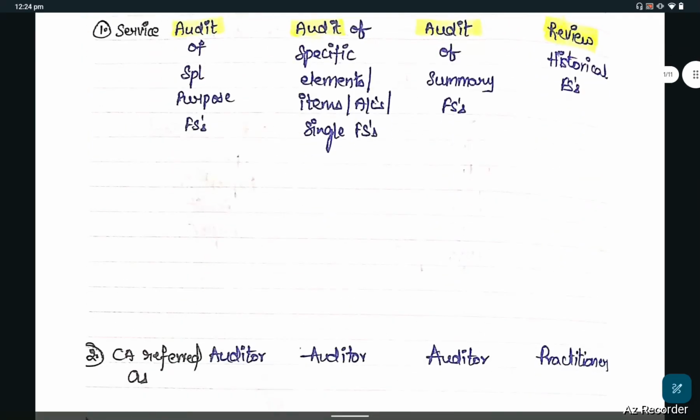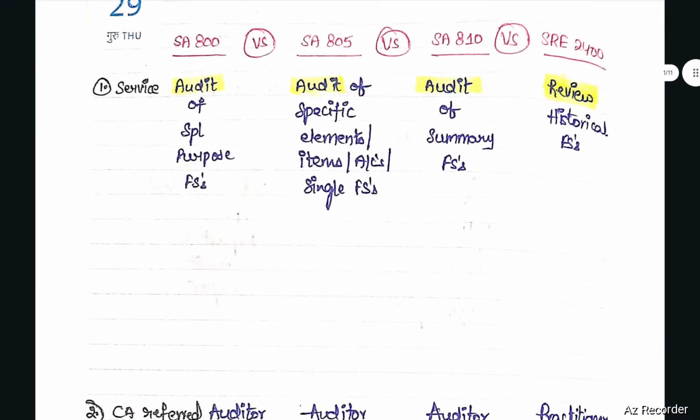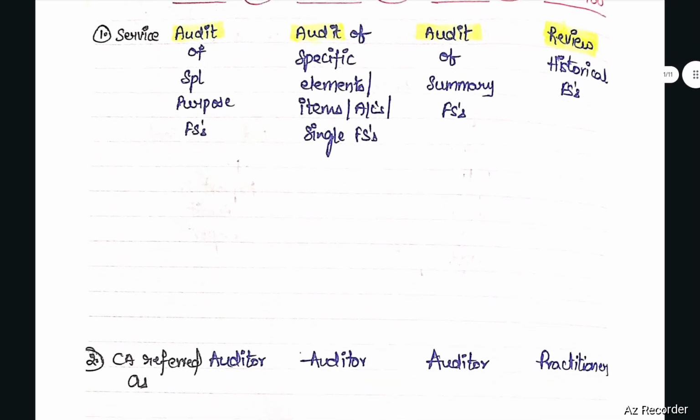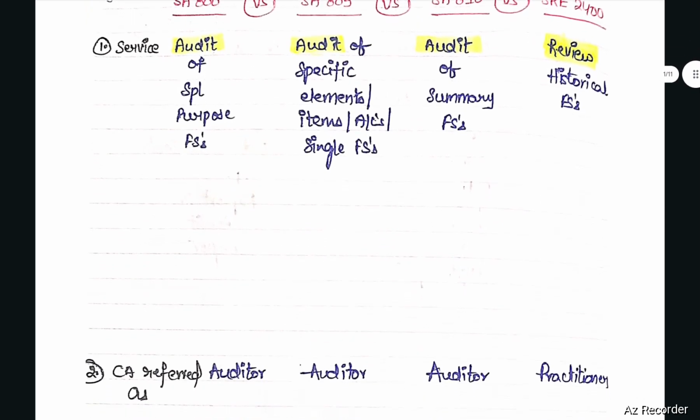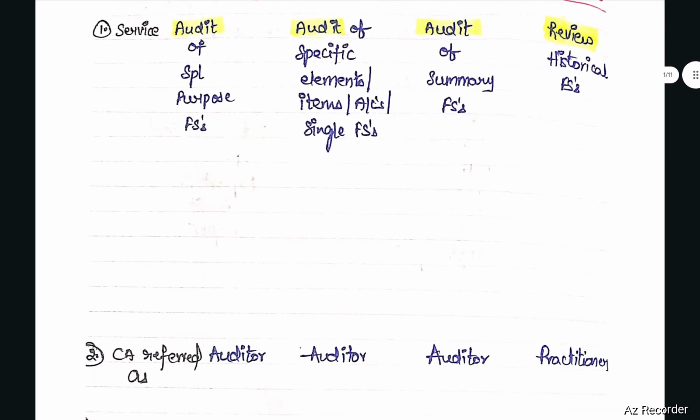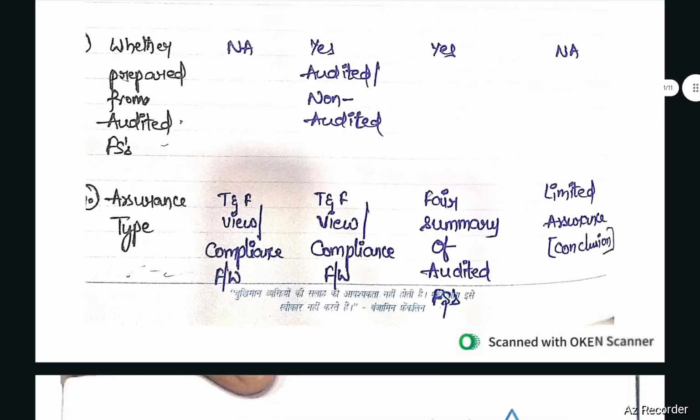Next, in case of SA 800, CA is referred as auditor. In case of SA 805, CA is referred as auditor. In case of 810, CA is referred as auditor. But in case of SRE 2400, CA is referred as practitioner.